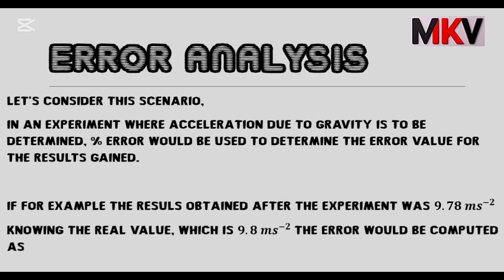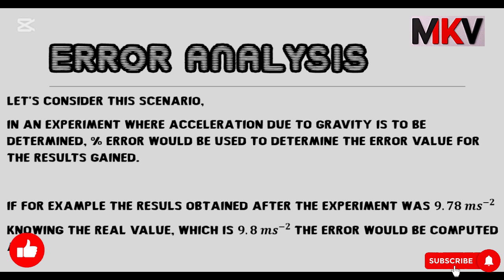So let's consider this scenario where an experiment was performed and the objective of the experiment was to determine the acceleration due to gravity. Let's say a simple pendulum was hung. In this experiment, we already know the standard value for acceleration due to gravity, which is 9.8 meters per second squared. And from the assumed experiment, the acceleration due to gravity calculated at the end was 9.78 meters per second squared.